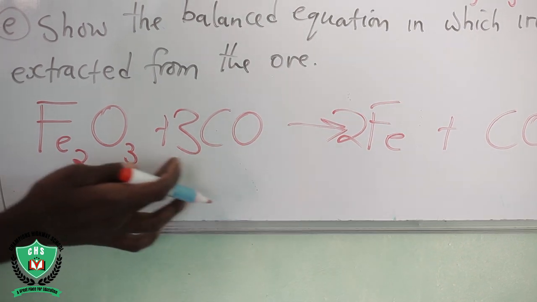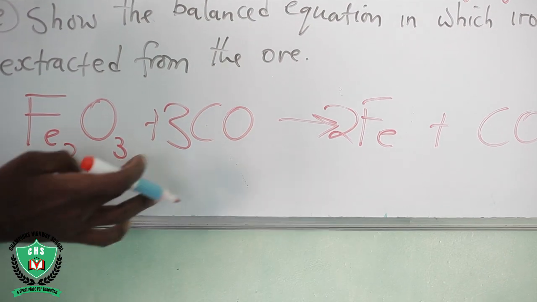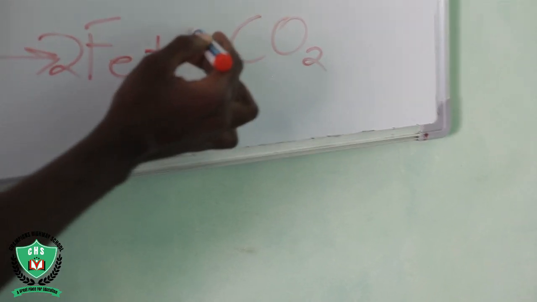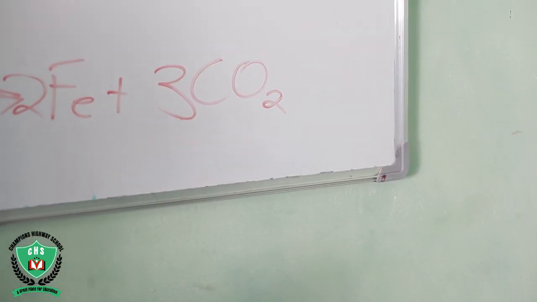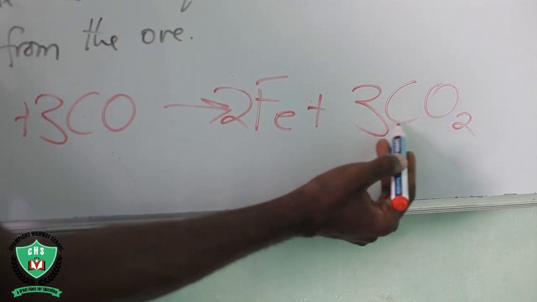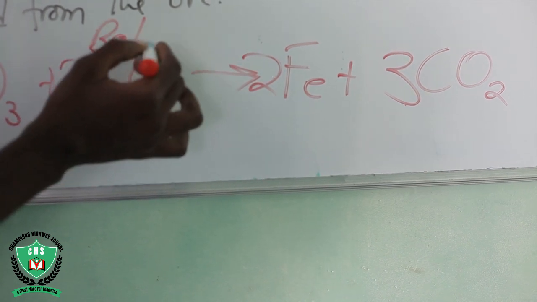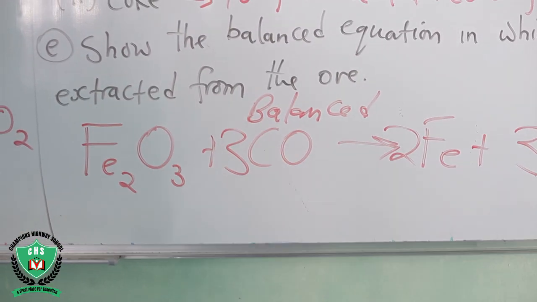We'll put 3 so that if we add the number of oxygen atoms, it will actually give us 6. Then we'll go to this side and balance the equation by putting a 3 here, so that if we multiply 2 and 3, it will actually give us 6. Then if we check the number of carbons, we have 3 on this side, and 3 on this side. So this is actually a balanced equation for the extraction of iron.